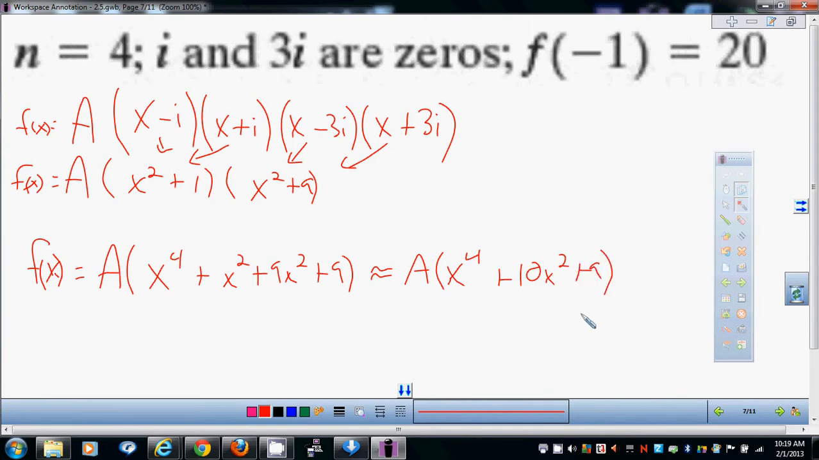That third step came from foiling these two: x to the fourth, 9x squared, 1x squared, and 9. Then we just combine those steps.